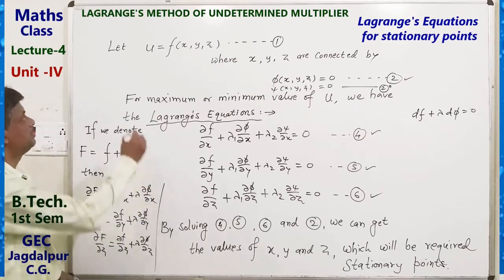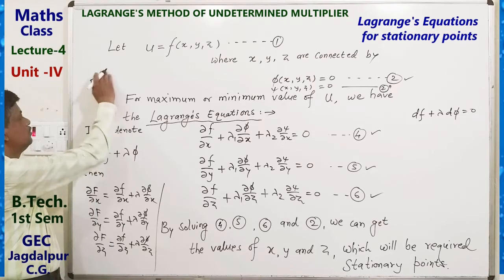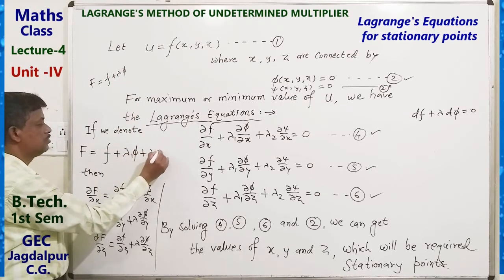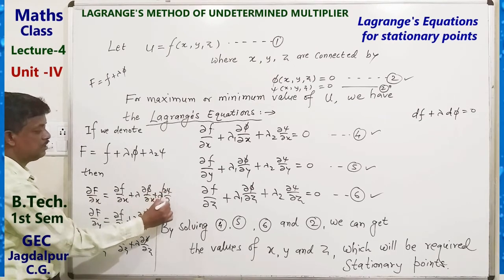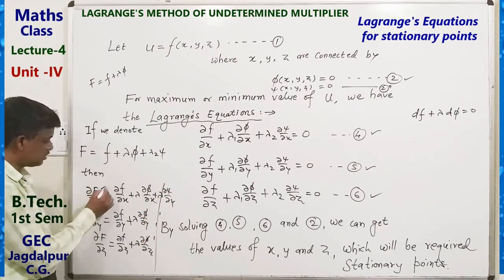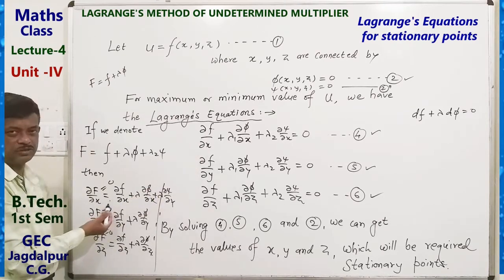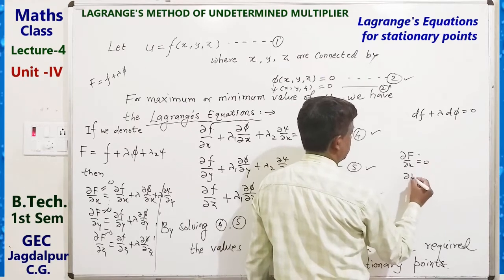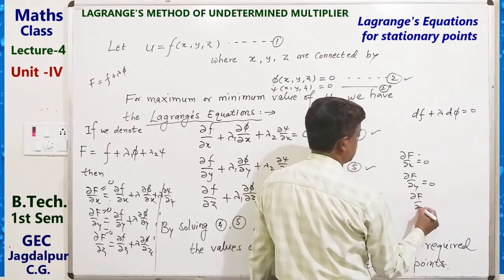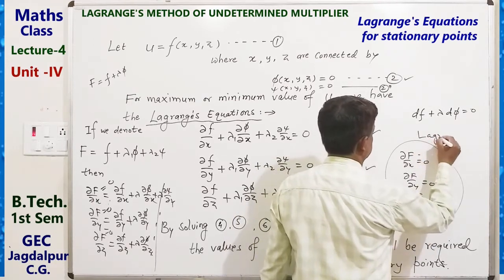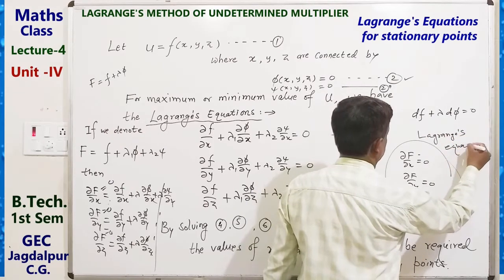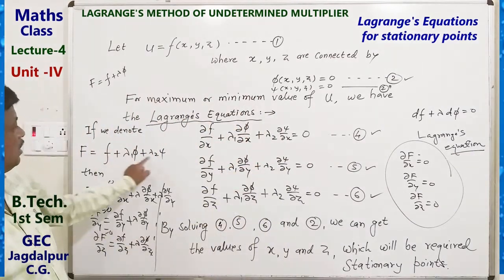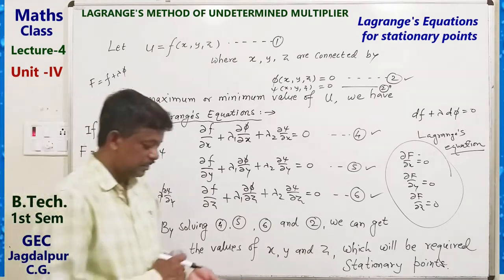For a shortcut, we write F equals to f plus lambda phi. If there are 3 relations, then we can write lambda 1 phi plus lambda 2 psi. Then also we can get lambda del psi by del x and so on. So this is equal to 0, this is equal to 0, this is equal to 0. So our Lagrange's equations will be: del F by del x equals to 0, del F by del y equals to 0, del F by del z equals to 0. These will be the Lagrange's equations for finding stationary points. As a shortcut, you can write F equal to like this. So these are the Lagrange's equations.